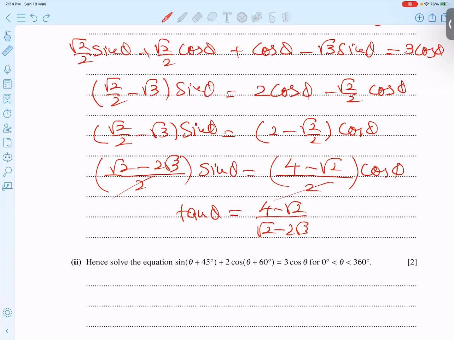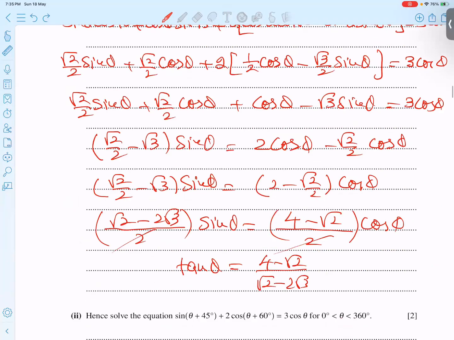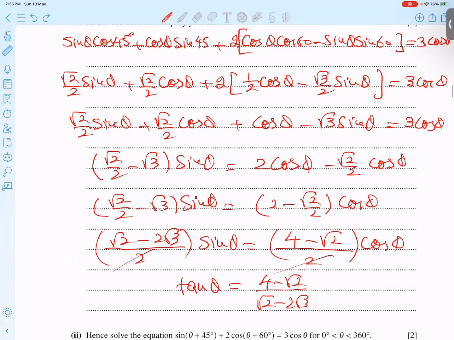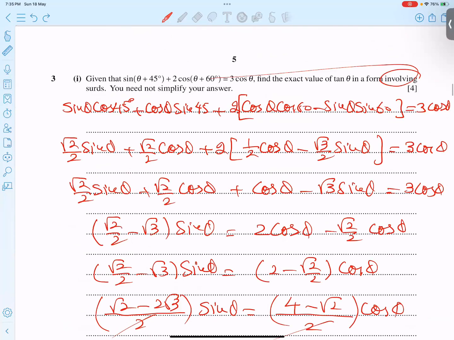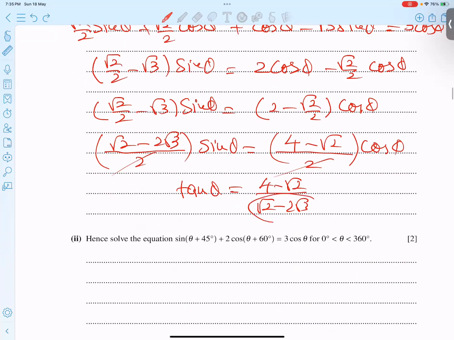So now, the next part is asking us to simplify your answer in a form involving surds. This is the important part which I focused on just now. It says surd form, so we have to rationalize it. The rationalization process is important. That is what it is asking for.